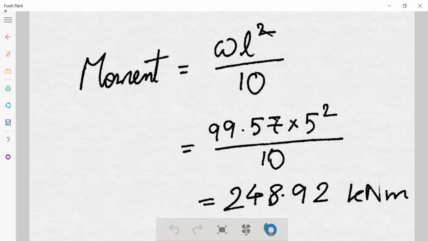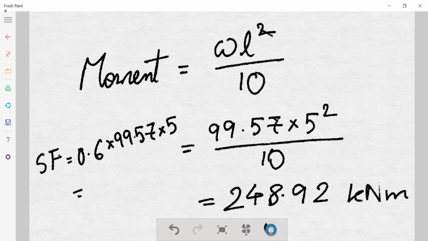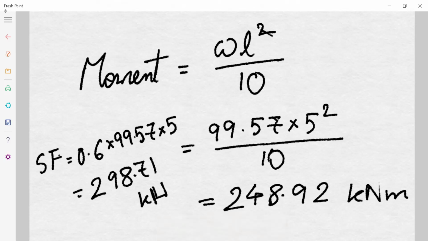So similarly, SF will be 0.6 into 99.57 into 5. So it will become how much? 0.6 into 99.57 into 5, 298.71 kilonewton.